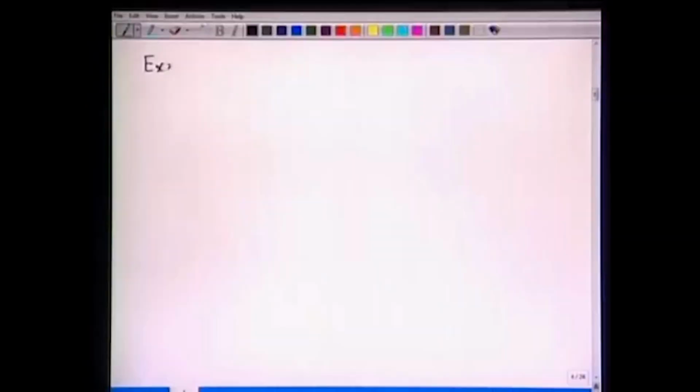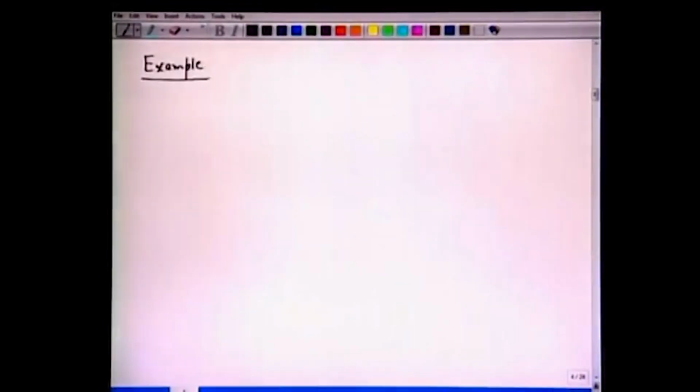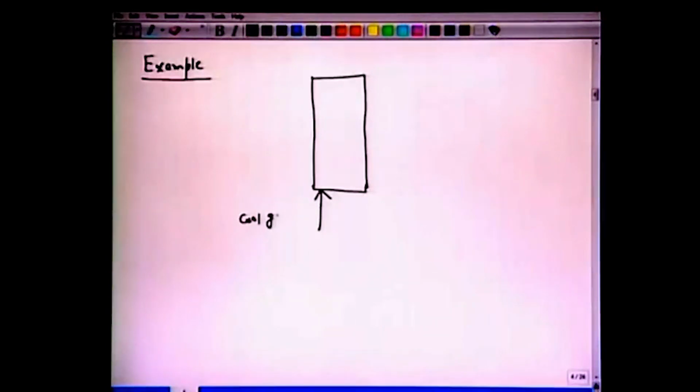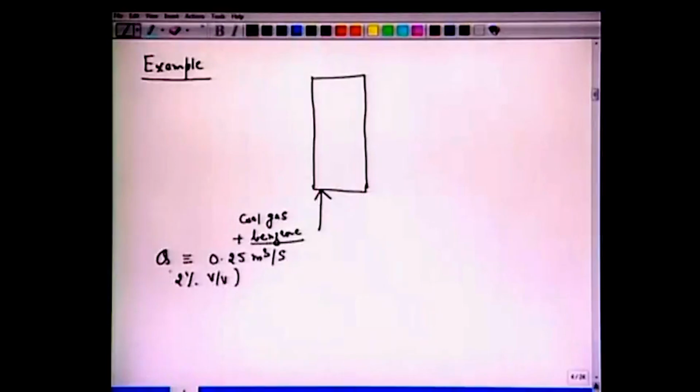So this is the example of absorption. So let's try a vertical. We have absorber, okay, and it's given that at the inlet we have coal gas which contains benzene. So benzene is a solute or a transferring agent, from one phase coal gas to this wash oil. This coal gas specification is given here, that we have the flow rate Q, volumetric flow rate 0.25 cubic meter per second, and this flue gas contains 2% volume by volume, V by V of benzene.